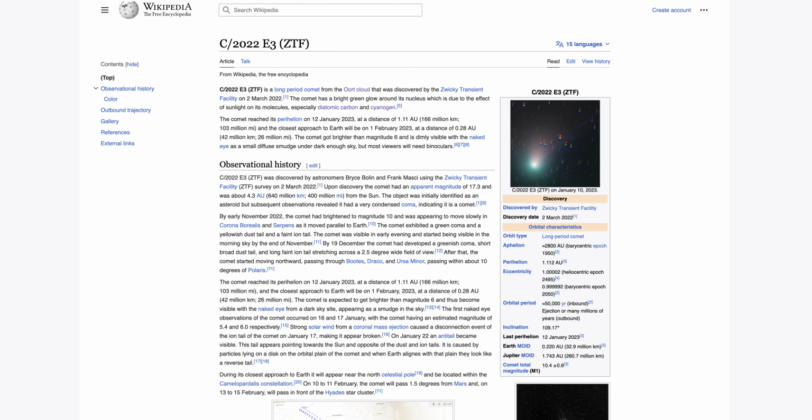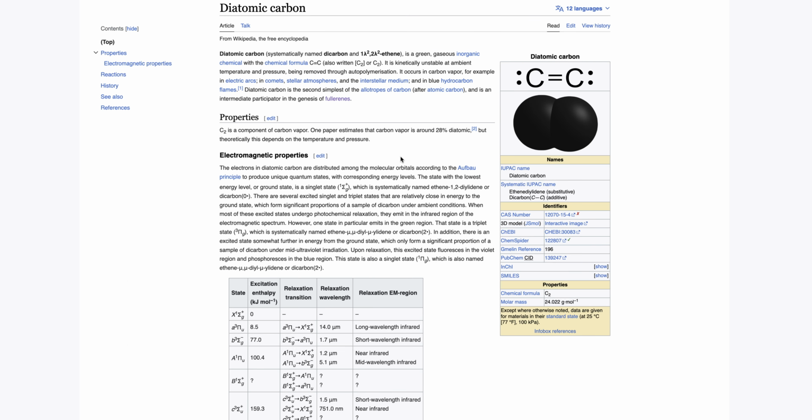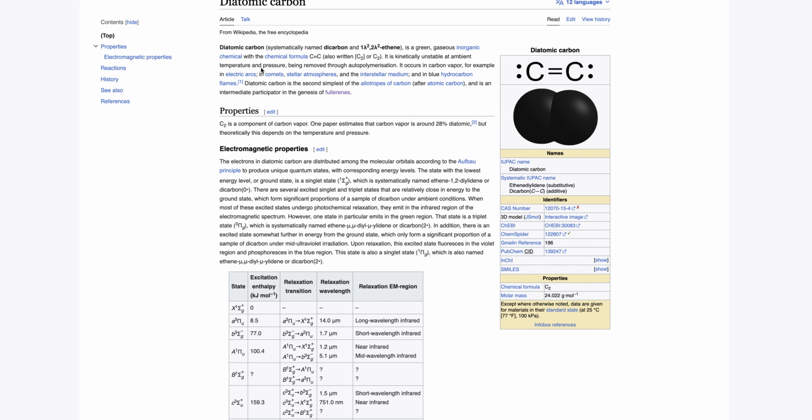When you look at this comet, it mentions these two things. So there's a bright green glow in its nucleus, which is due to the effect of the sunlight on its molecules, especially diatomic carbon and cyanogen, okay? Diatomic carbon really hit me hard, okay? So it's a green, gaseous, inorganic chemical that's kinetically unstable at ambient temperatures. That's the Earth's temperature, ambient, which means pretty much ordinary temperature, okay? As I started looking at this, unstable at ambient temperature and pressure, being produced through, of course, carbon vapor, electric arcs, comets.